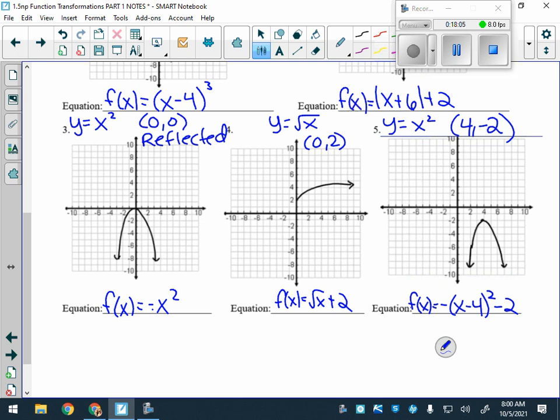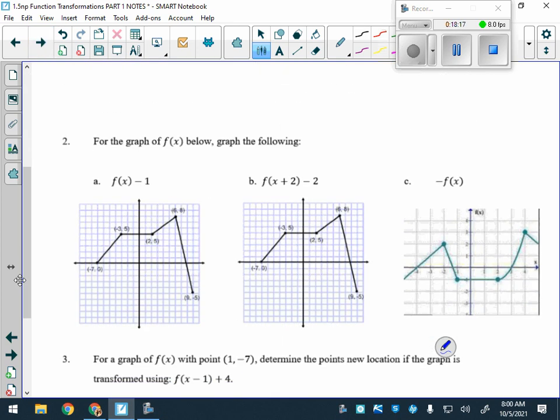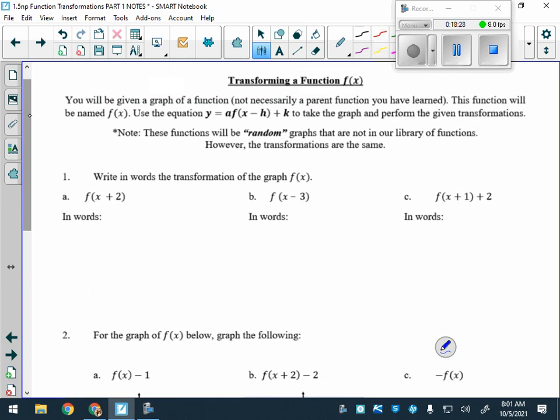Okay. Now, if we turn the page, these transformations can happen with any random function. So if you look at the bottom of the page, these are all random functions. It's not a quadratic, not an absolute value, not square root, not a cubic. It's just a random function. However, a, h, and k still mean the same thing. It's just written differently. It's written a times f of x minus some number or x plus some number, and then plus k. So this is what it looks like here. However, the transformations are still the same.